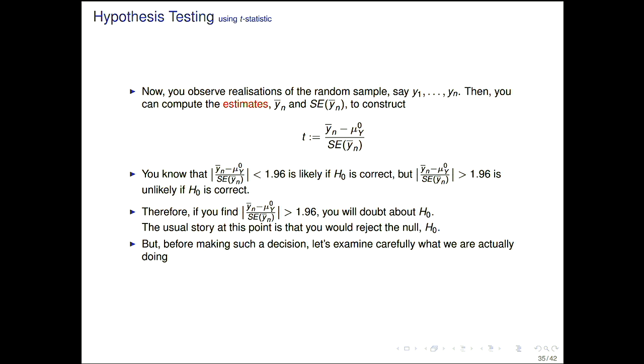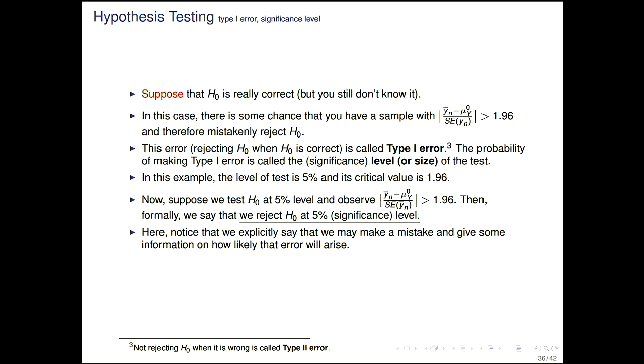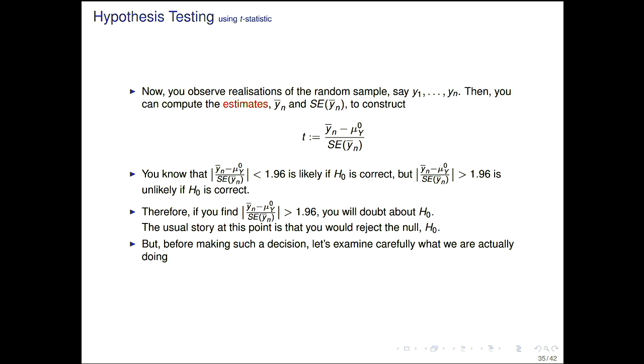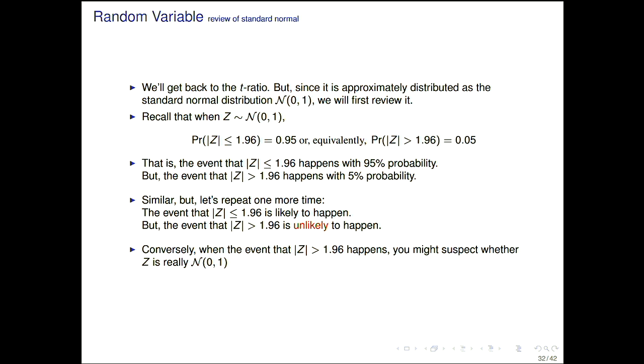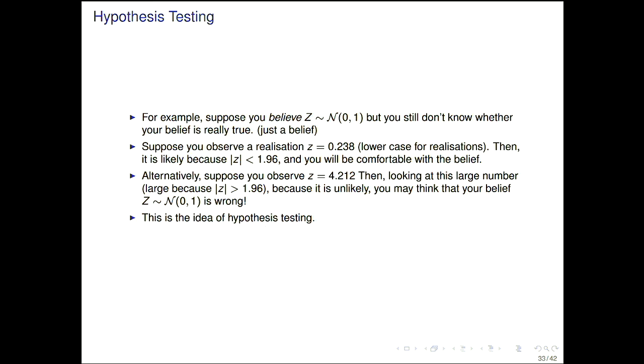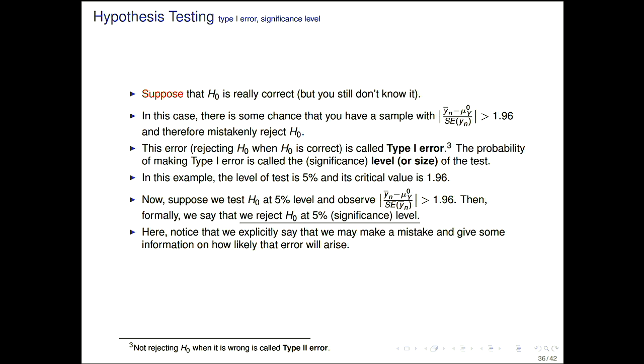But as a scientist, this is not the whole story. Why do we choose 1.96? This number is associated with the fact that, for a standard normal distribution, this event happens with 5% probability, and this 5% is very important. Even if the null hypothesis is right, this event can happen. If it happens, you are going to reject the null hypothesis even if the null is right, which means you are rejecting the correct null hypothesis. You are making a mistake, and that mistake is called type 1 error.